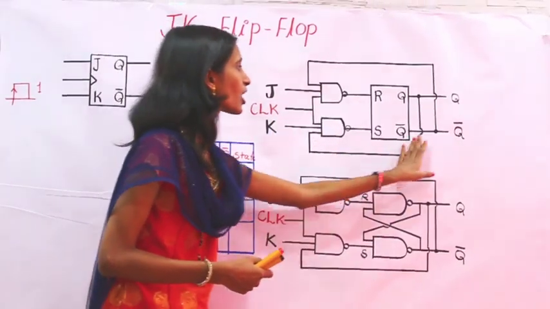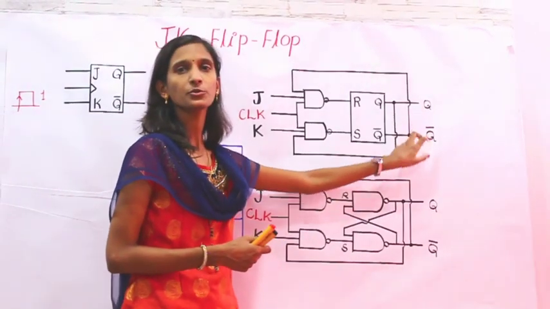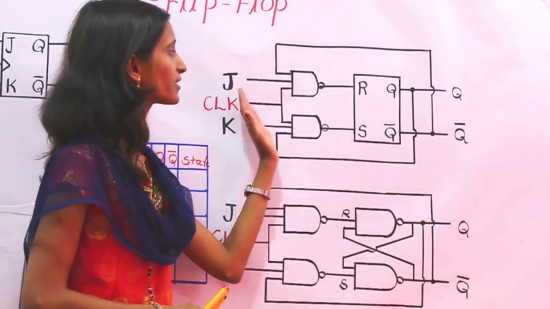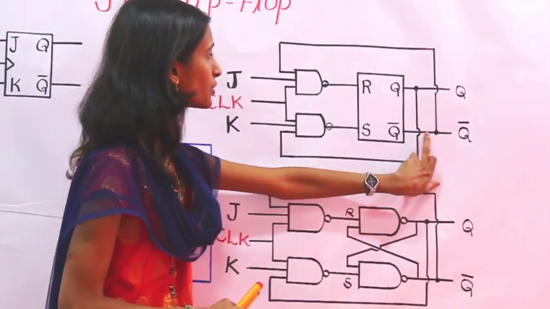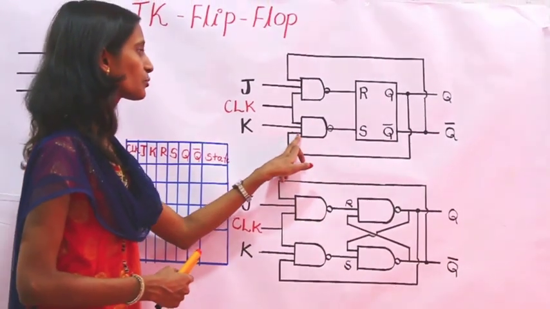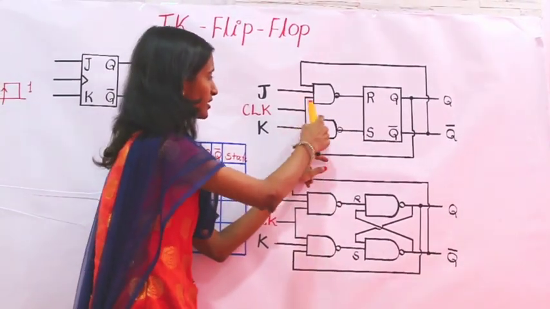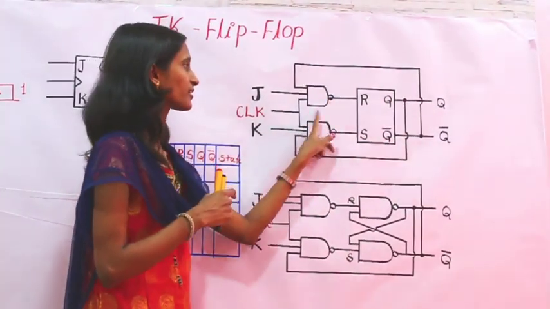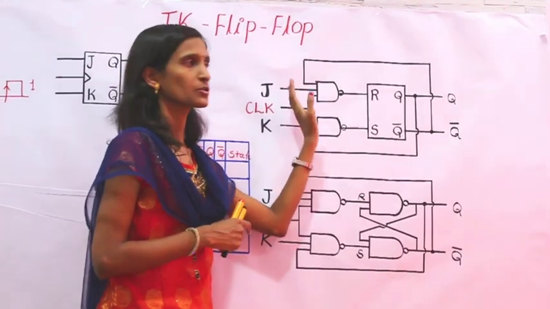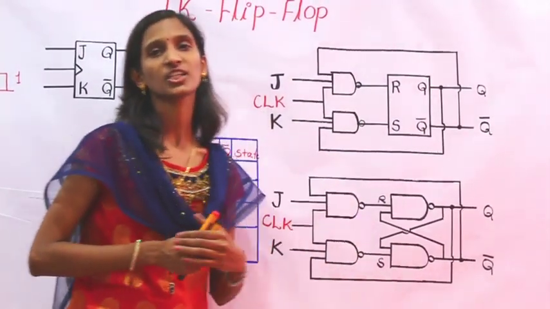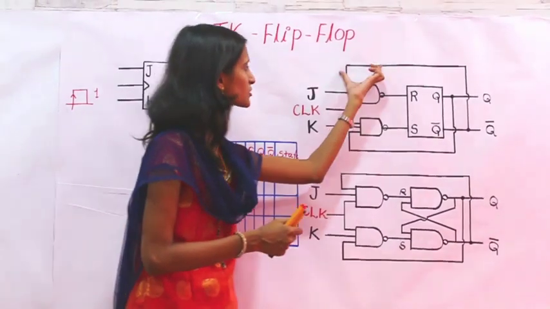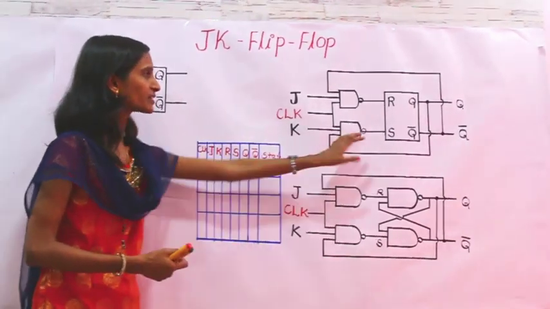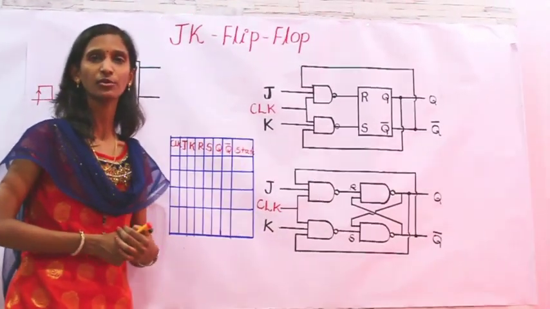See the outputs of the SR flip-flop, Q and Q bar, like the previous one. How are these connected to the previous part? Q is connected to the input of the first NAND gate with input K, and Q bar is connected to the first NAND gate along with the input J. So this is the logic diagram of the JK flip-flop. The modification is only this part. The remaining part is like the previous RS flip-flop. Now consider this as the whole logic diagram of the JK flip-flop.